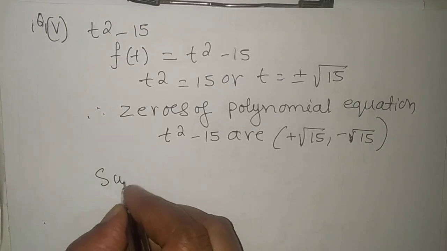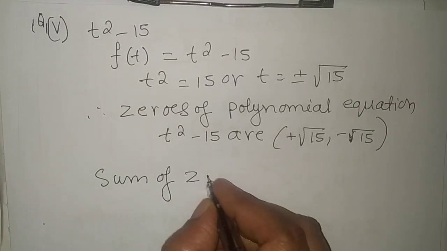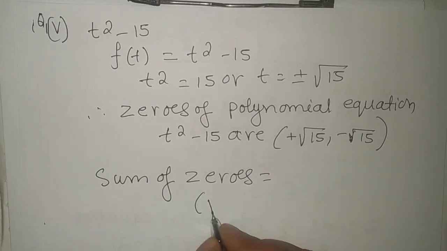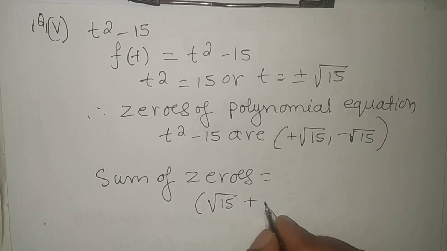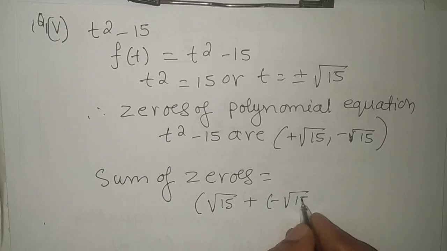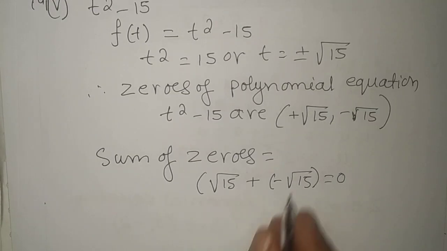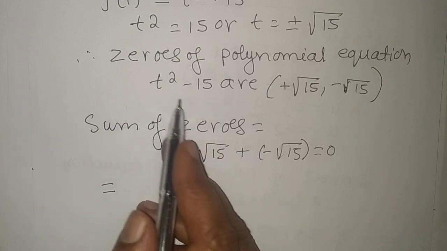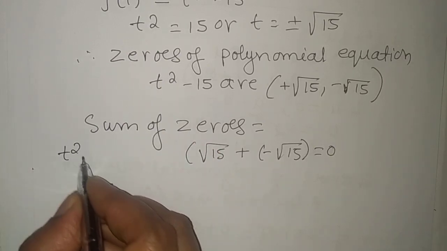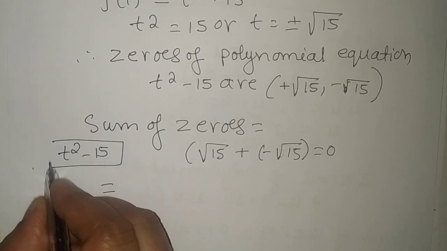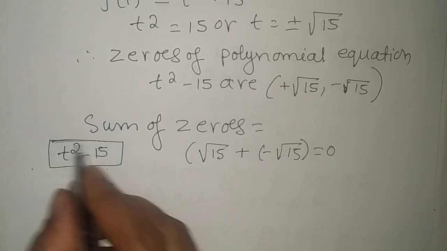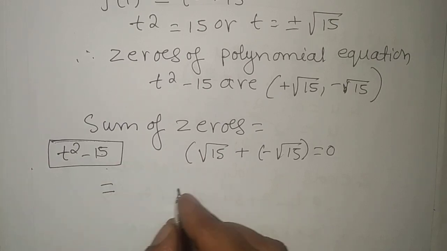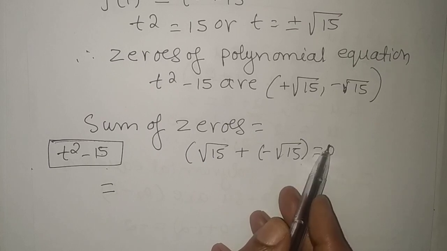Now sum of zeros. We'll calculate the sum of zeros by adding these, that is root 15 plus minus root 15, which will be 0. So both these cancel, and it is 0. Now we can write it in the expression form. What is the expression? t square minus 15. So in this form, 15 is the constant term. So see, 0, we got the result.